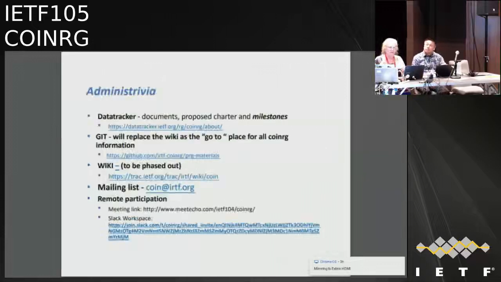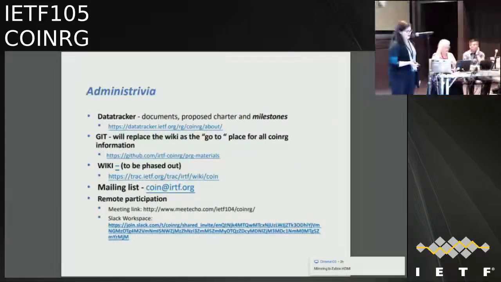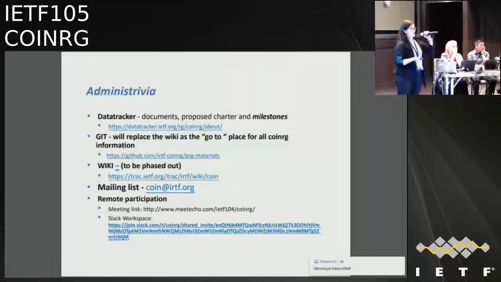Things you should know: our data tracker, where all of our documents are, our charter, our milestones. We're in the middle of migrating from a wiki-based mode of sharing information to a GitHub document archive as well as code archive. The Coin mailing list is simple to remember, coin@irtf.org. We have remote participants today, and a remote presentation. We've also just appropriated our own Slack workspace, which will allow us to have interim meetings more easily.